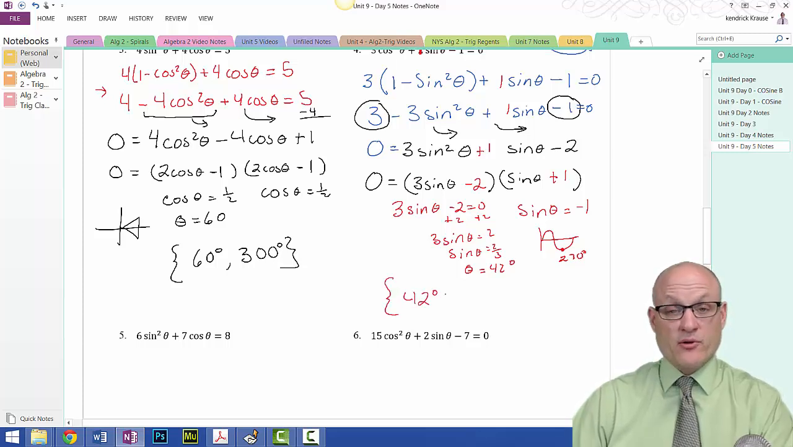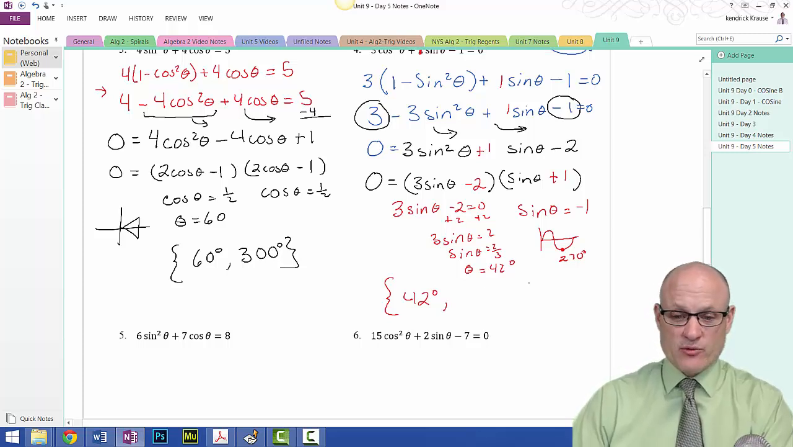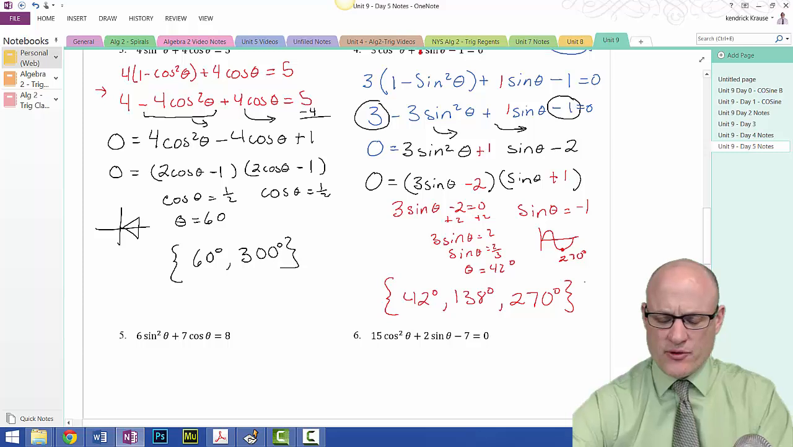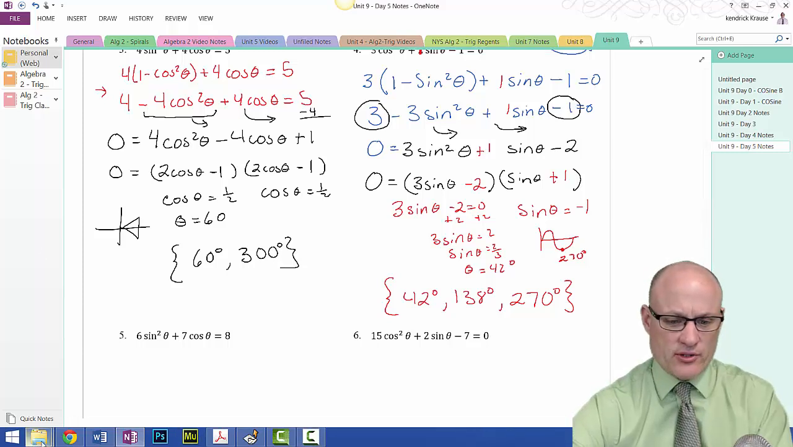Now, so my answers are 42. Sine is positive in the first quadrant. Sine is also positive in the second quadrant, 180 minus 42, or 138 degrees, and 270 degrees. I don't think I'm going to remember to make that change, so let me do this.